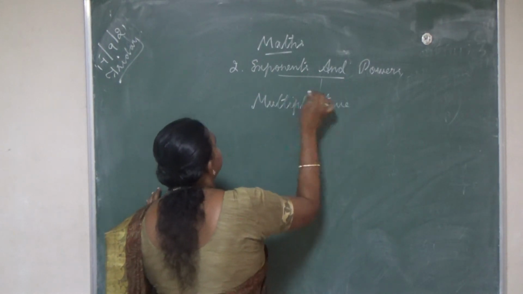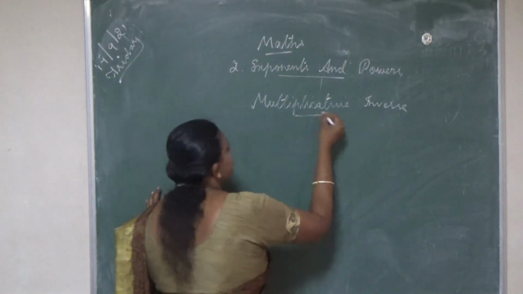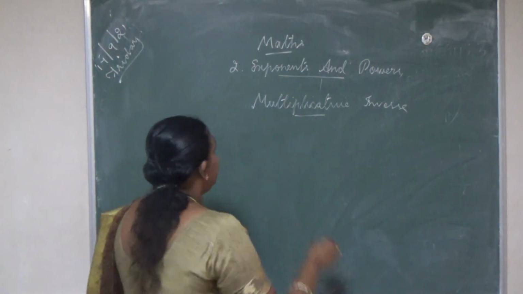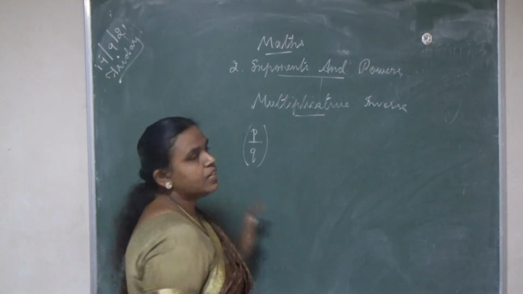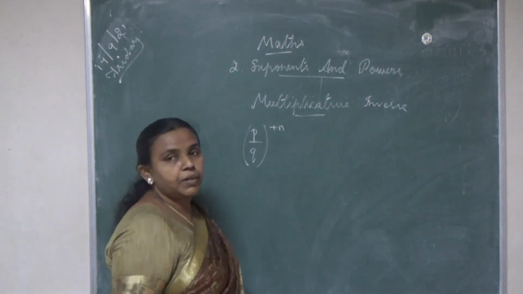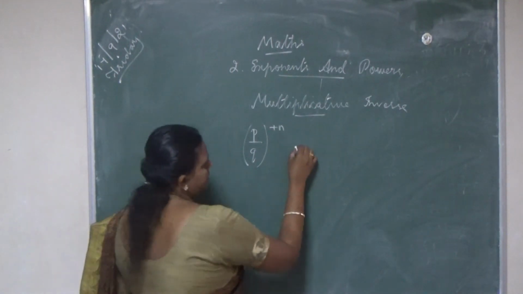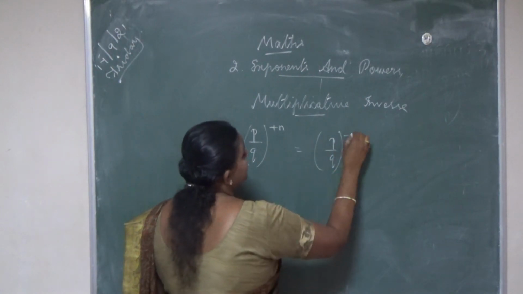Multiplicative inverse of rational numbers. A rational number means a number of the form p by q. If the rational number is p by q the whole power plus n, then its multiplicative inverse is p by q the whole power minus n.